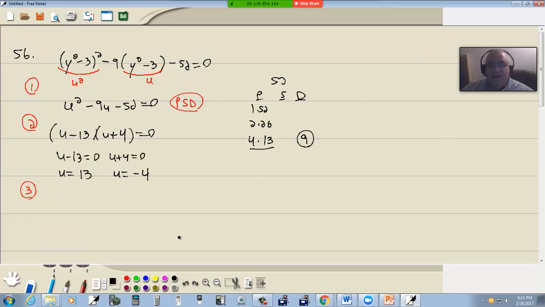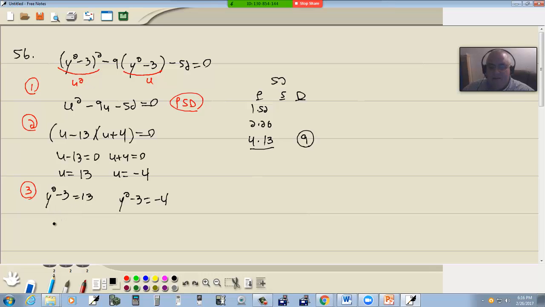Step 3, plug u equals blank back in and solve for x. Every problem will be different. Whatever you said u is equal to right up here is automatically what we're going to plug in for the u down here. We said u is equal to y squared minus 3. So we got y squared minus 3 is equal to 13, and y squared minus 3 is equal to negative 4.